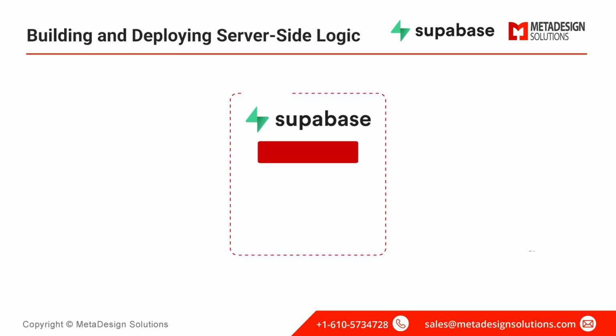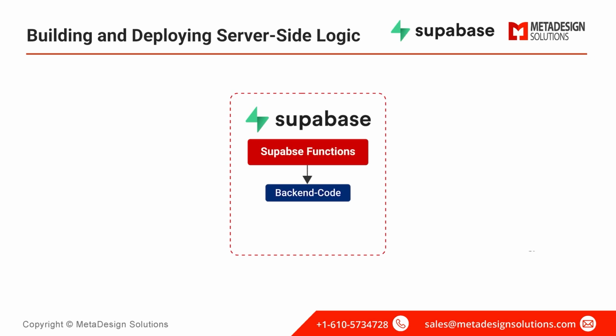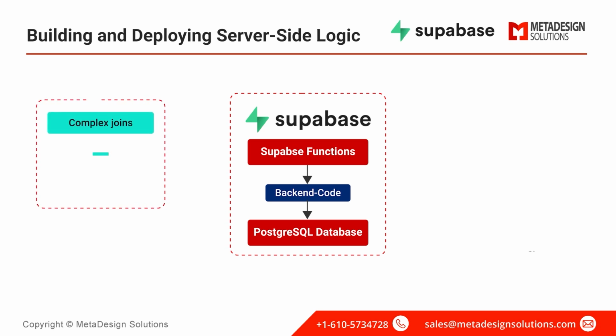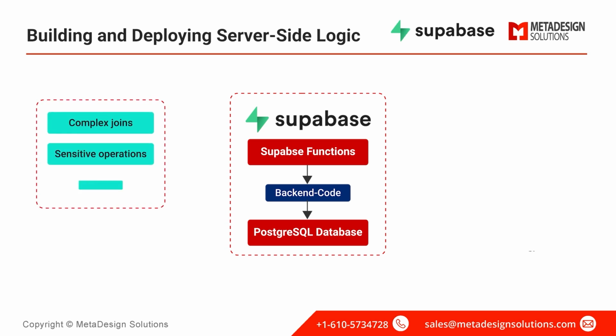With Supabase Functions, you can run backend code that directly interacts with your PostgreSQL database. Need to perform complex joins, sensitive operations, or recurring tasks? You can write the code, deploy it to Supabase, and even schedule it to run automatically at specific times. This is particularly useful for heavy data processing tasks or recurring data analysis.